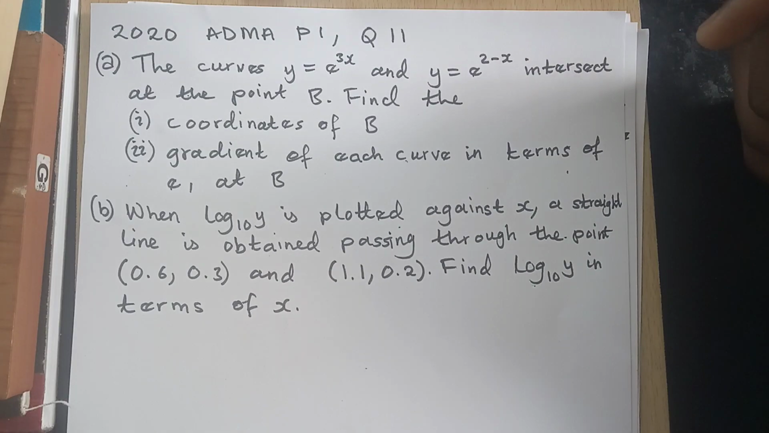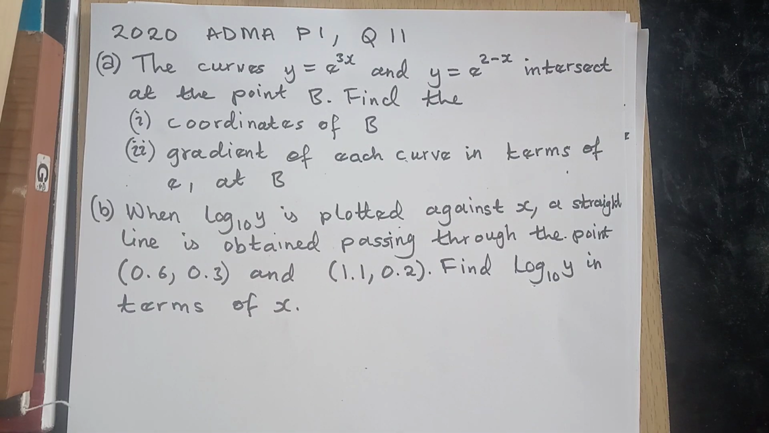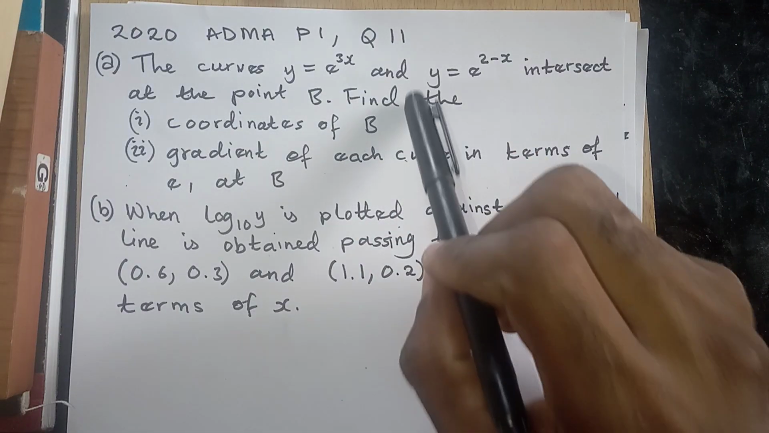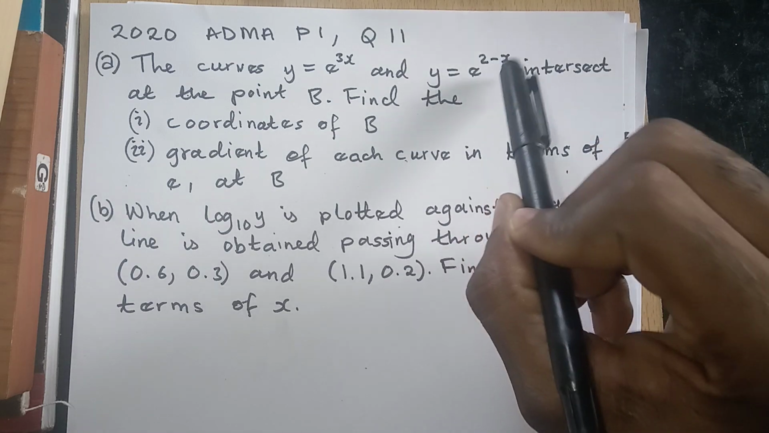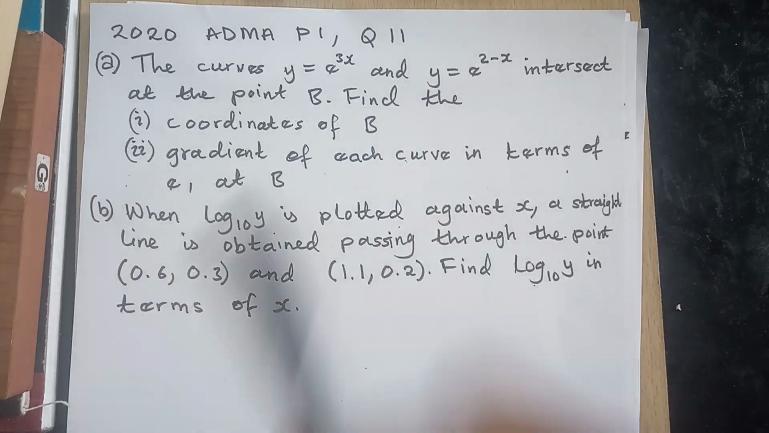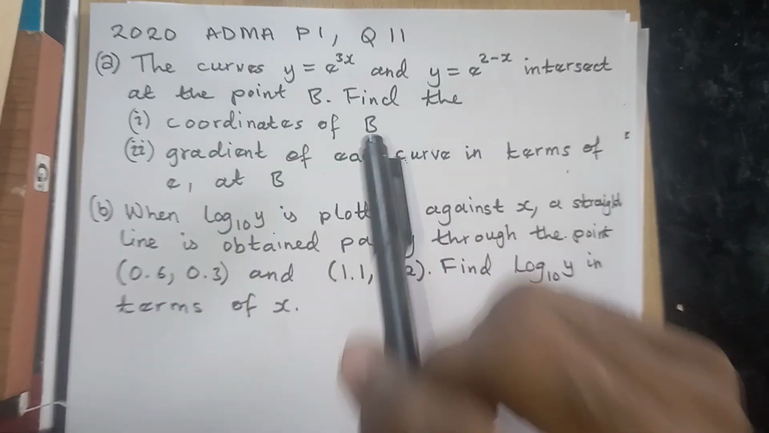2020 ADMA paper 1, question 11. The curves y is equal to e to the power 3x and y is equal to e to the power 2 minus x intersect at the point B. Find the coordinates of B.